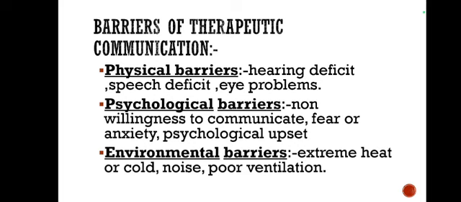Mainly there are three barriers: physical barriers, psychological barriers, and environmental barriers. Physical barriers affect the person physically. If there is any hearing defect, you will not be able to communicate properly because you can't hear. Then there is speech deficit. If you can't speak properly, you can't communicate with others. If there is any eye problem, you can't see.